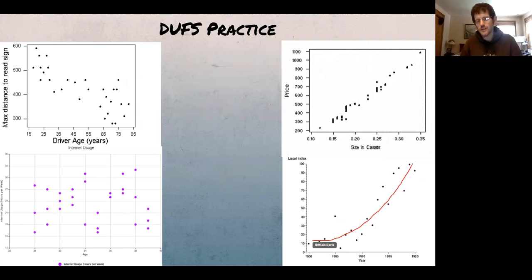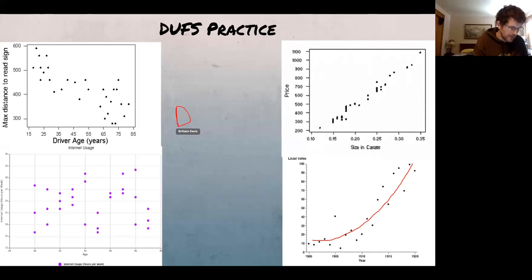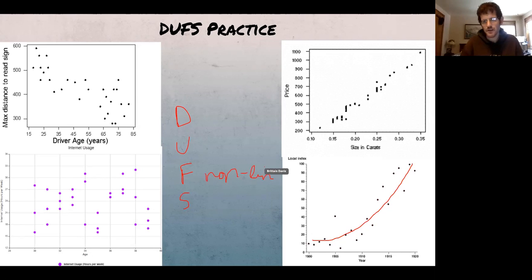And with our strength, this is another one of those exceptions. So I'll just put the acronym back up. When it's nonlinear, then the strength that we talk about is the strength of a linear relationship. So we could really just say it's nonlinear. We can still talk about the fact that there's a potential outlier and that it is positive. But really the strength only matters if it's linear.